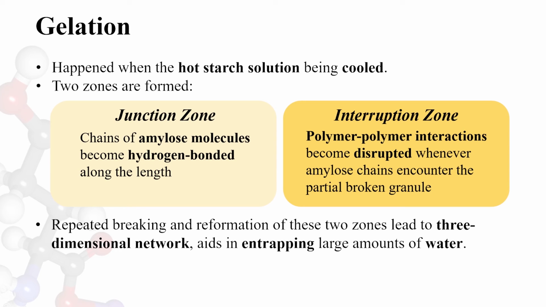A three-dimensional gel network is formed due to the repeated breaking and reformation of the junction and interruption zones, which the network then aids in entrapping large amounts of water. Food gels contribute to water holding and texture.